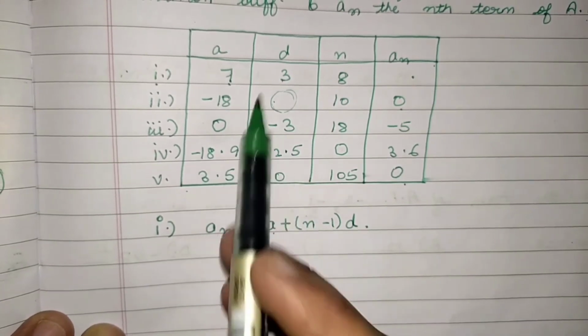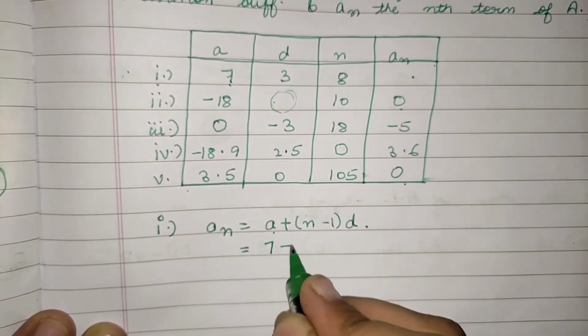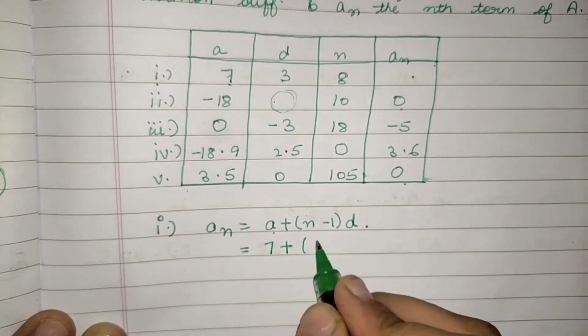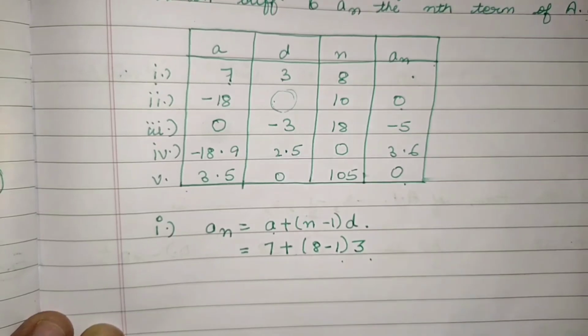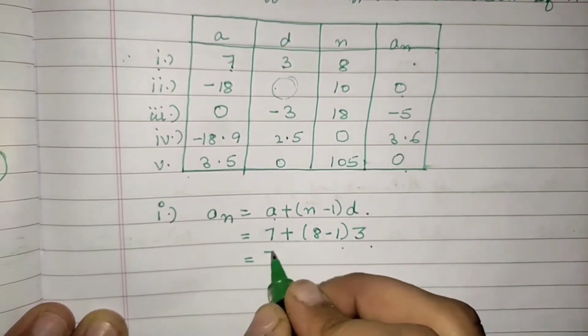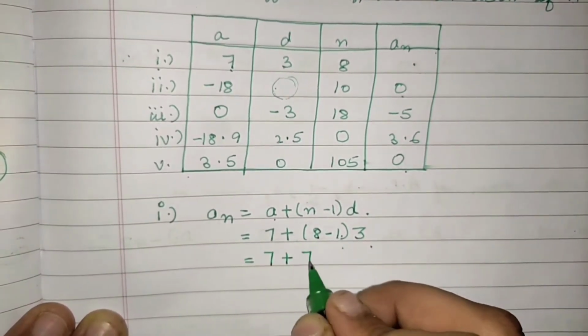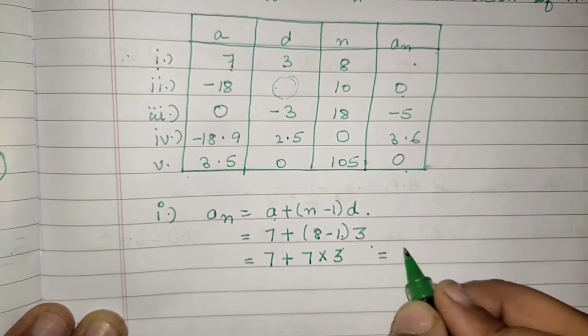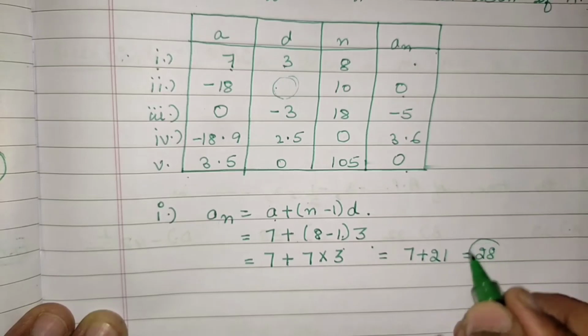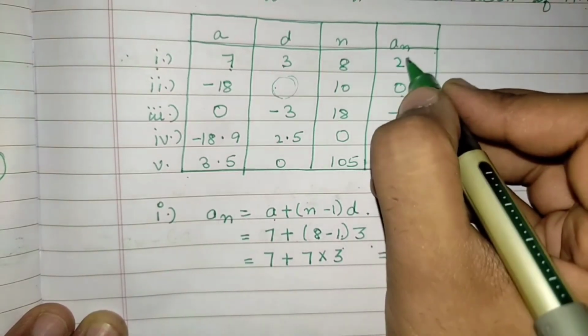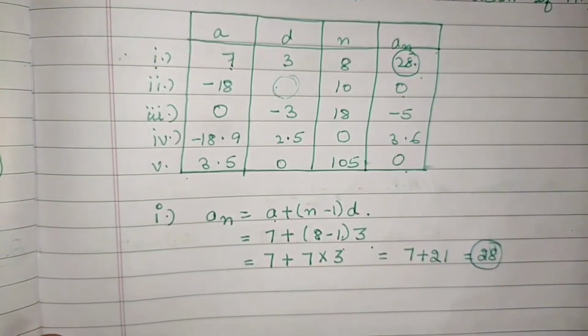So let us take the first part. First part is A is 7 plus N minus 1, where N is given to you as 8, into the common difference, which is 3. So your answer will be 7 plus 7 into 3, meaning 7 plus 21, which is equal to 28. So this is my first part.